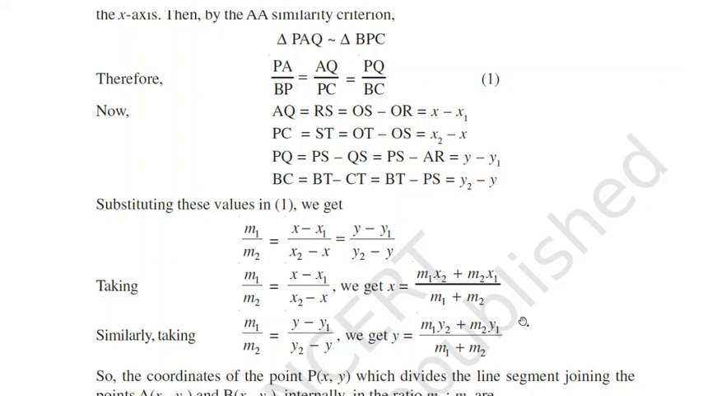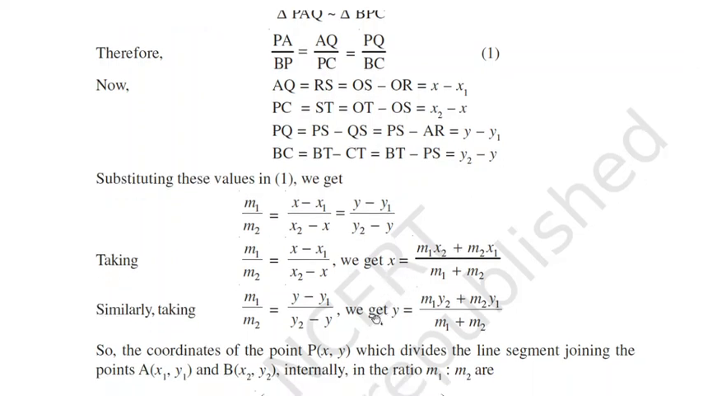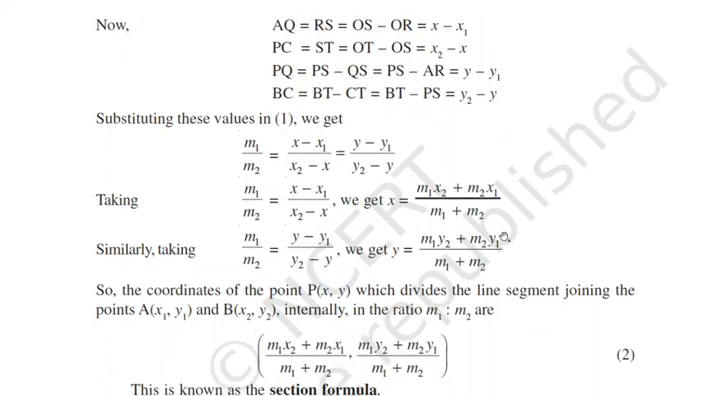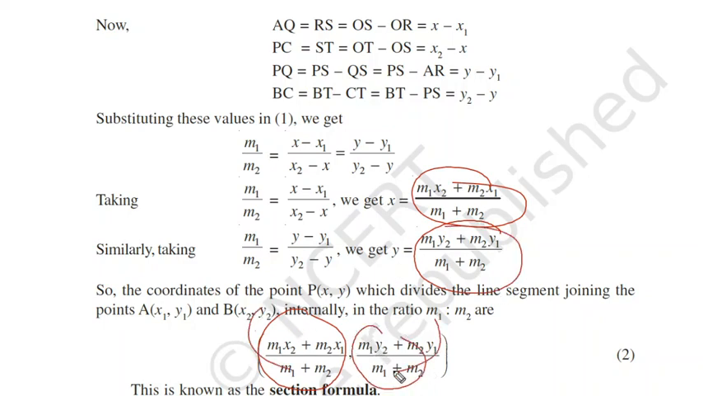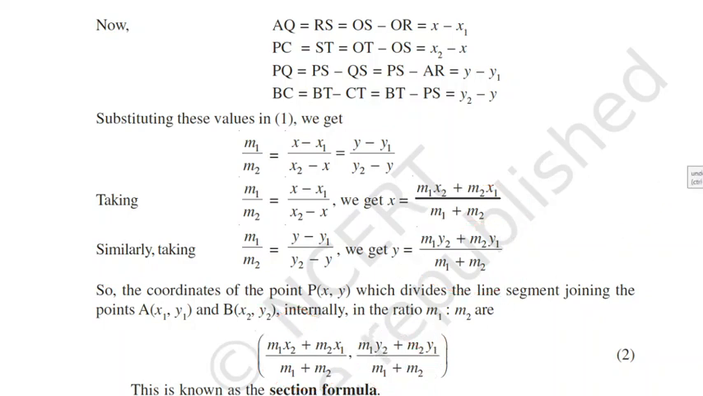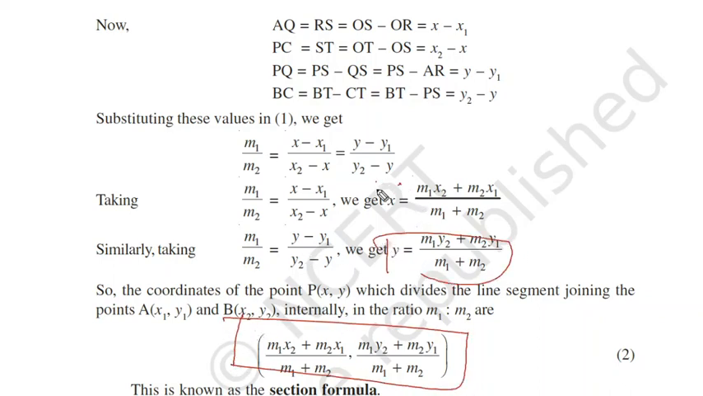Now what we got? We have got the value of x and y. Now the coordinate for the point will be what? The coordinate will be this: write it as x coordinate and this is your y coordinate. Okay, so this will be the point. This is called the section formula. So please remember it. It is very important. y equal to this and x equal to this.